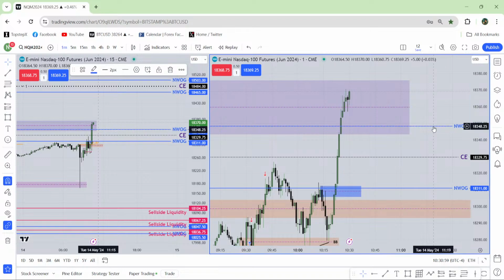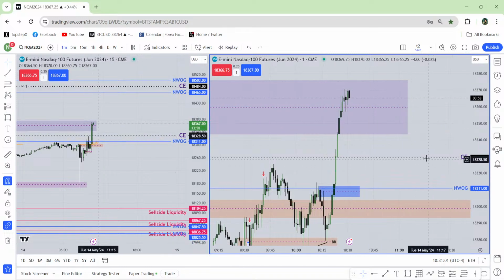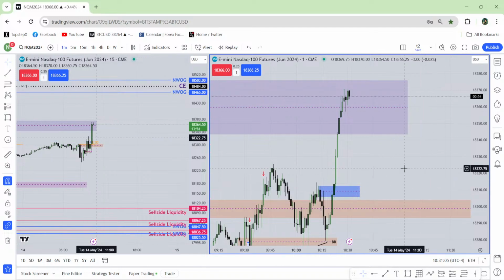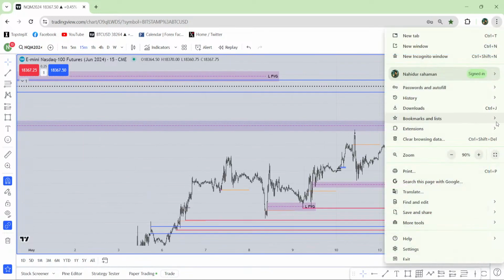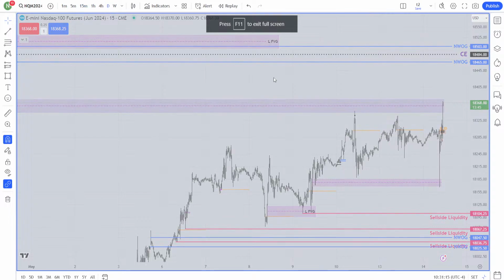I'm gonna remove this new week opening up from my chart. Either way, it's gonna be removed tomorrow, so I'm gonna remove this one. A lot of lines, I don't like it. Let me see what is happening from a very high time frame.